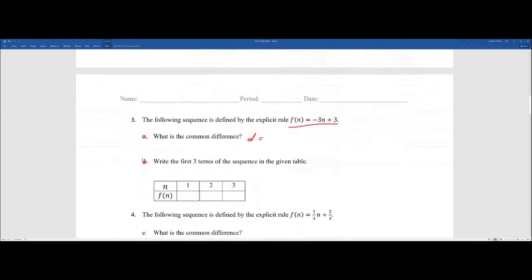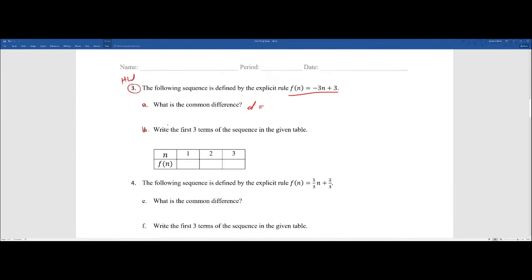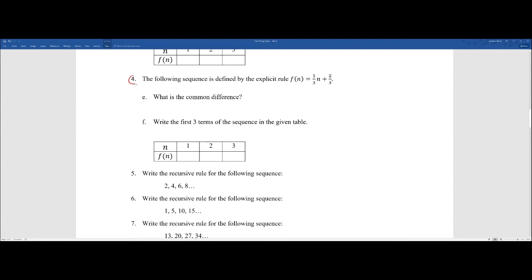Okay, so look at what I did in number 2, and I want you to try number 3 on your own. Same thing with number 4 on your own, okay? Same stuff, just different rules, different differences, and of course, different first 3 terms.